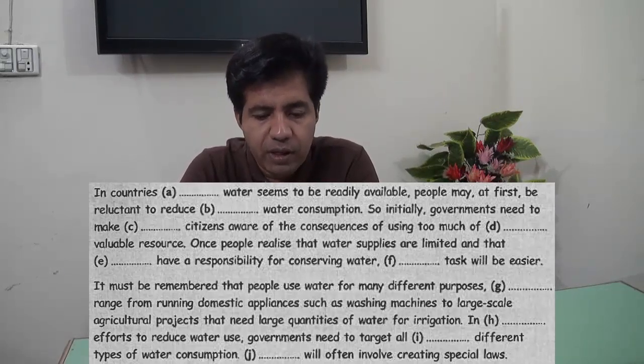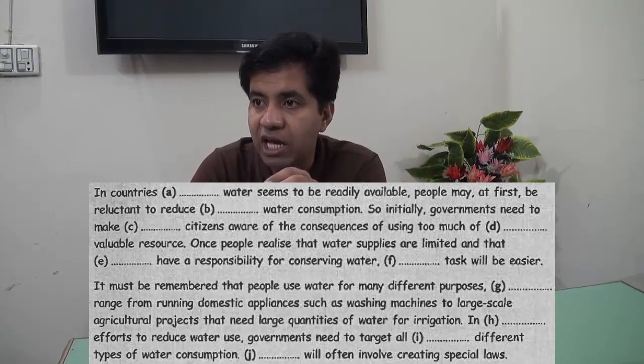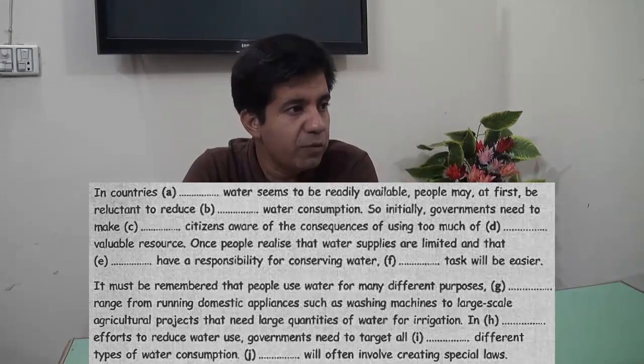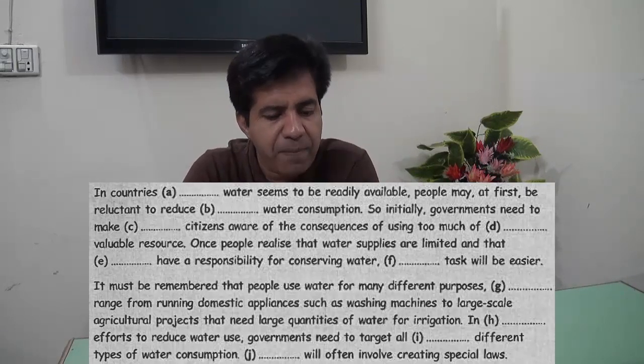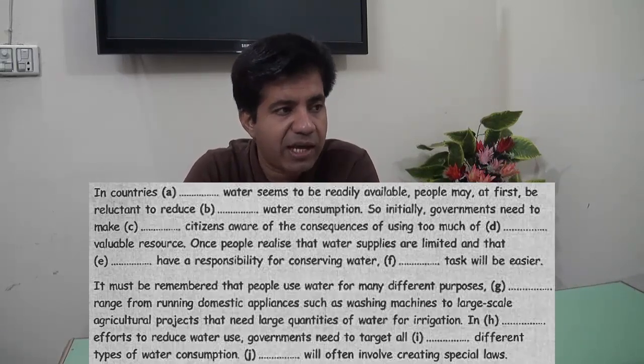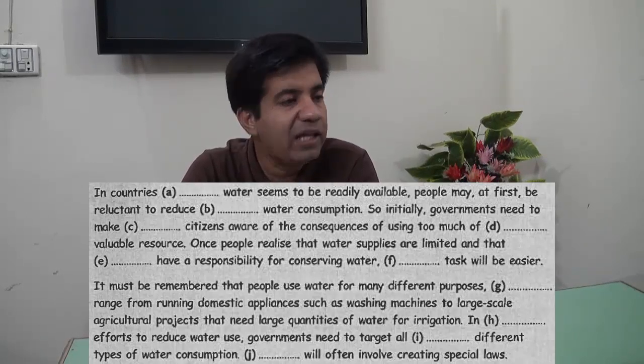So initially, now the words like so, initially, and then there is the comma. You have to watch it very carefully. Punctuation should be taken care of, right? So initially, governments need to make their citizens aware of the consequences of using too much of this valuable resource.